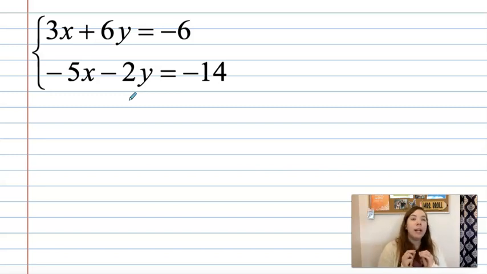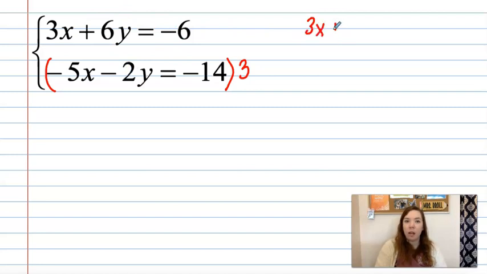I have a 6y and I have a -2y, and my goal is to get them to be the same number and opposite signs. And I can do 6 times 2, which is 12, and make them both 12 if I wanted. But I do know that I can make 2 into 6 by multiplying by 3. So I'm going to take this whole thing and multiply the whole thing by 3, because -2 times 3 will give me that -6 I want to counteract my +6. So I'm just going to move this over to the right here and rewrite the top equation.